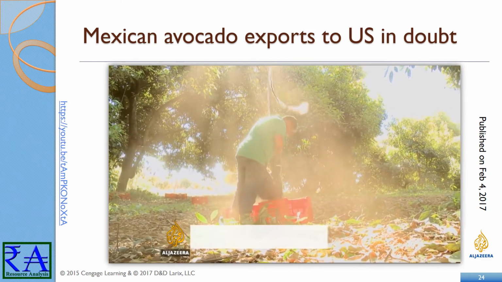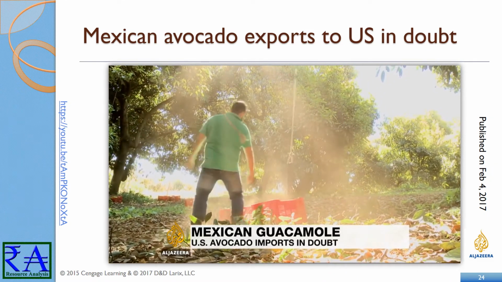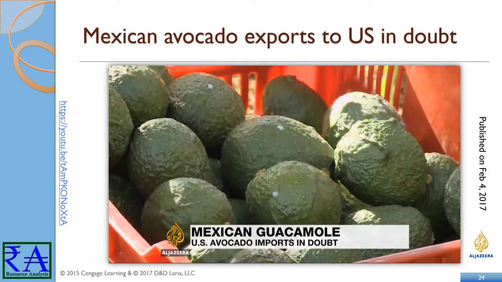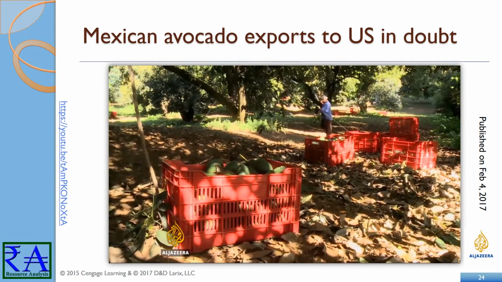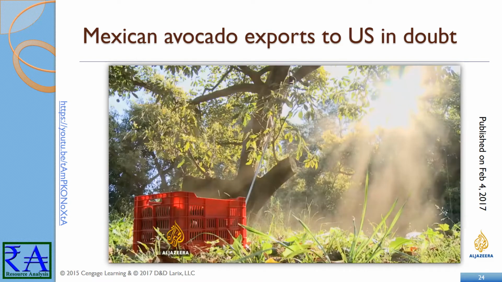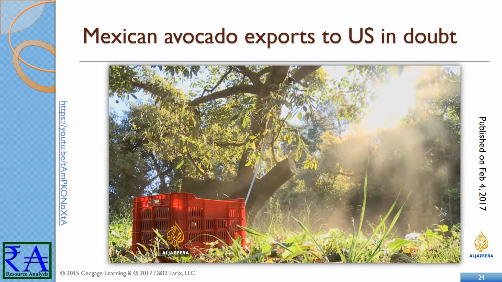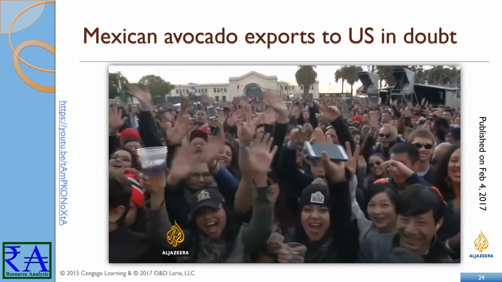In the state of Michoacán, southwest Mexico, they call it green gold. Avocados. Mexico's the top producer of the fruit, and the US is its biggest customer. And if this is the gold, then this is the jackpot.